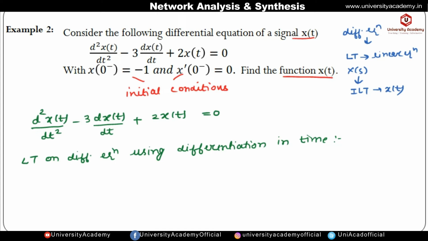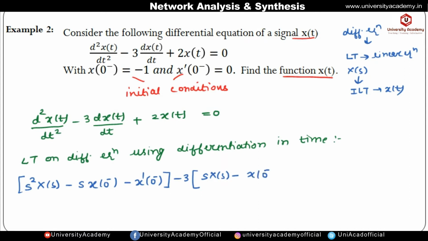Okay, so here it is a second order differential equation. So its Laplace transform will be given by s square X of s, then the power of s decreases, then it will be s into x of 0 negative, that is the initial condition, minus x dash of 0 negative. So this is for the second derivative term, then it is minus of 3. So what is the transform of dx by dt? Here it is a first order derivative, so s power 1 into X of s minus, then s power will be 0, s power 0 is 1 into x of 0 negative. Okay, then plus 2 into X of s, it is equal to 0.